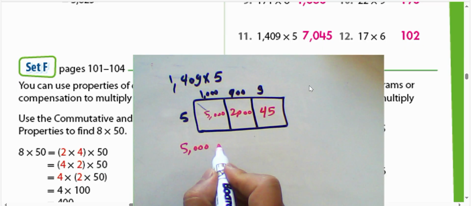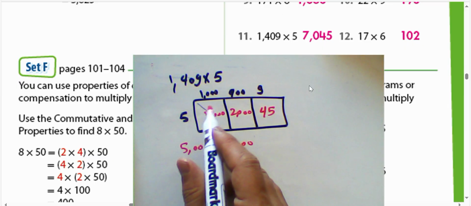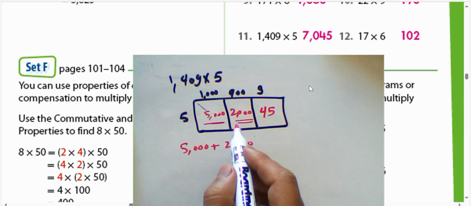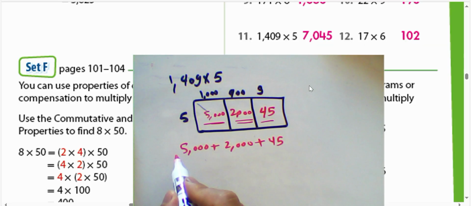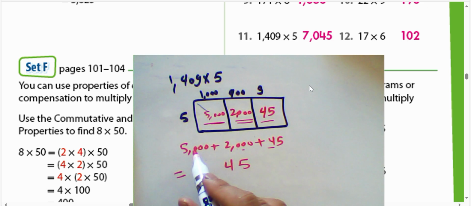And then we can add together here 5 times 1000, 5000. 4 times 5, 2000. And the last number 45. 5 plus 0, 5. 4 plus 0 plus 0, 4. 0 plus 0 equals 0. 2 plus 5, 7. The result will be 7045.